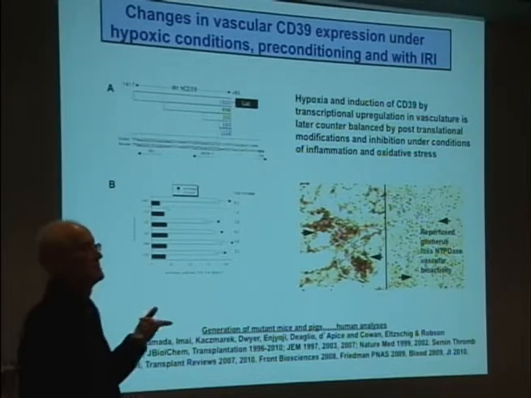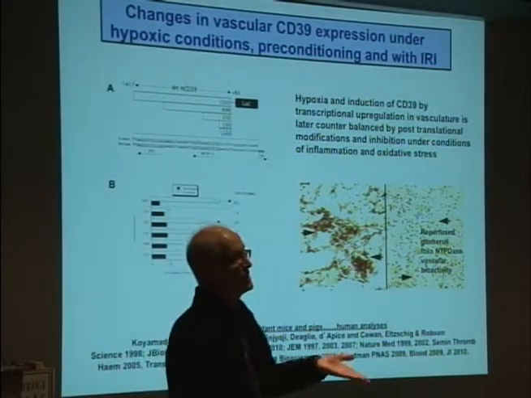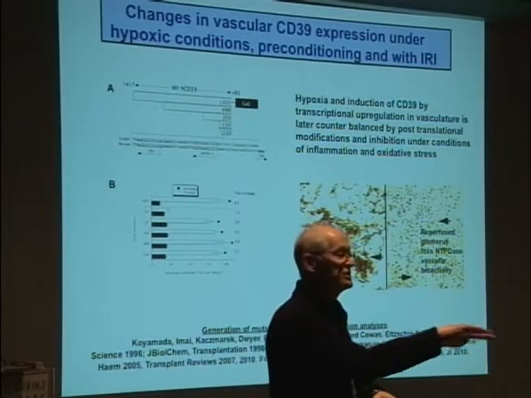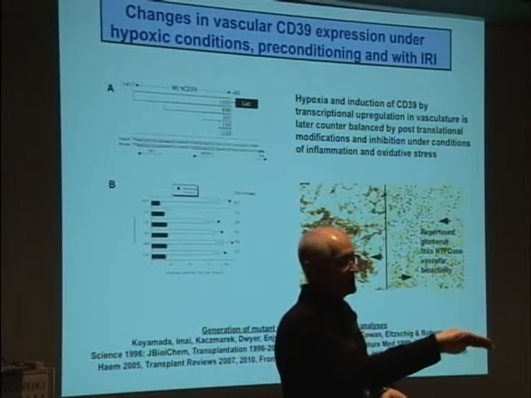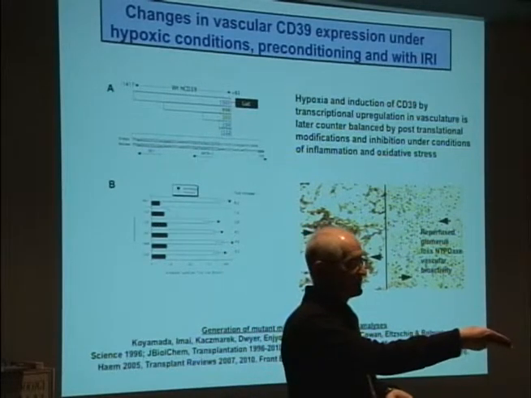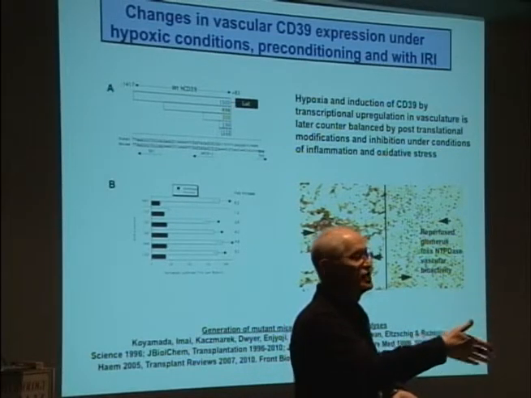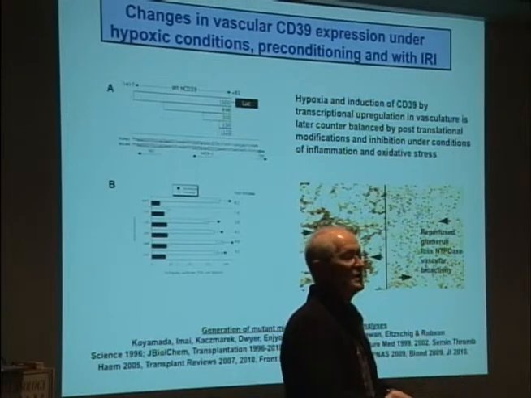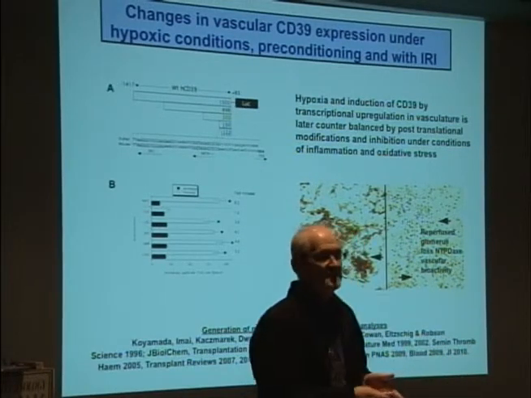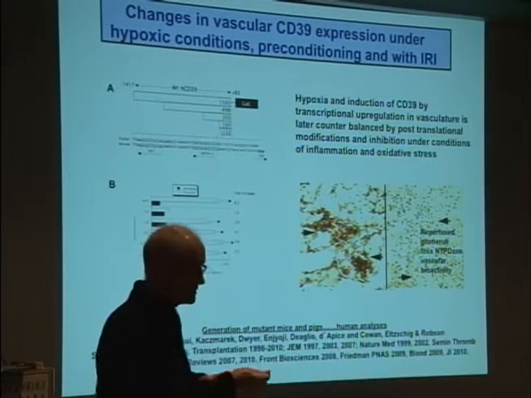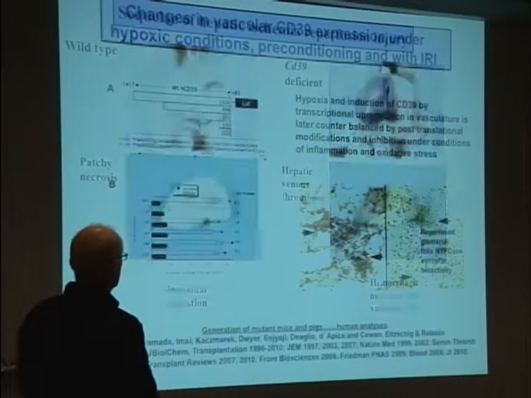So it means that, in essence, you can precondition a graft. You can actually cut off blood flow for a few minutes, then allow reperfusion. Cut off blood flow for a few minutes, allow reperfusion, then do your harvesting. And this subjection of the graft to hypoxia is called preconditioning. And at least some of the actual protective mechanism is due to CD39 upregulation.